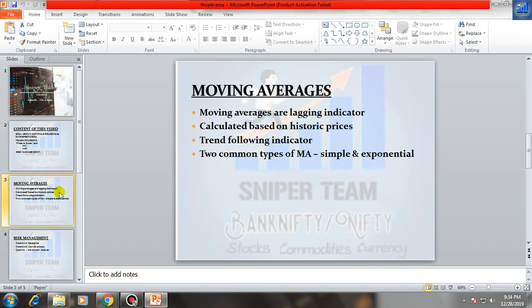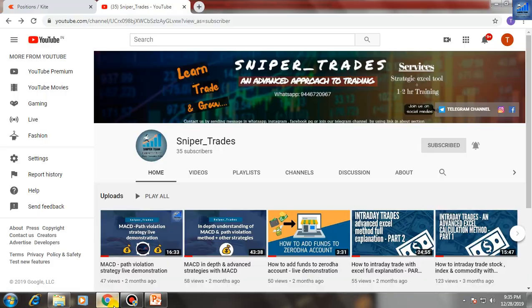Moving averages are basically lagging indicators because they are calculated based on historic prices. It is a trend following indicator because only after the price has moved in a direction will the moving averages show us a buy or sell signal. That is why it is called a lagging indicator or a trend following indicator. Among many moving averages we are using two common types, simple and exponential. In this strategy we are using only exponential moving average. So let's move to the chart.